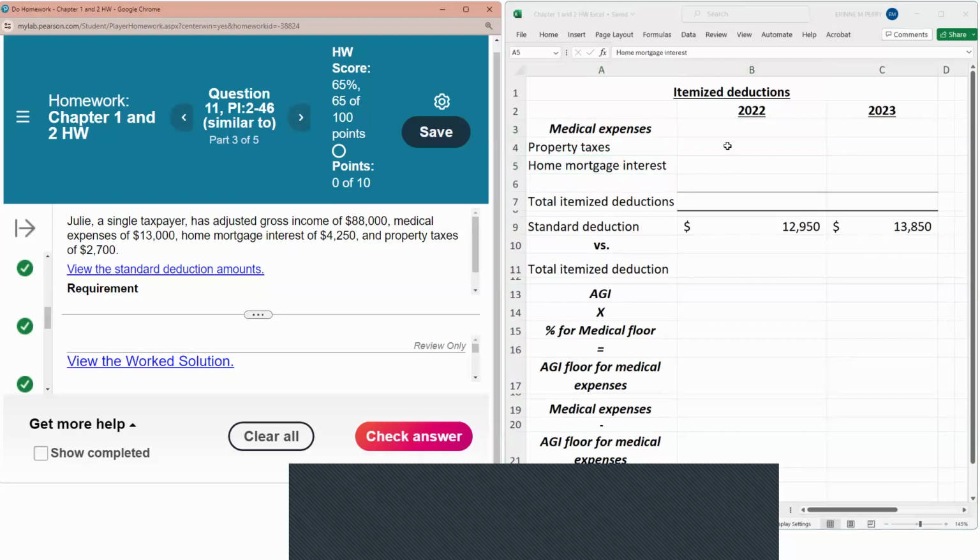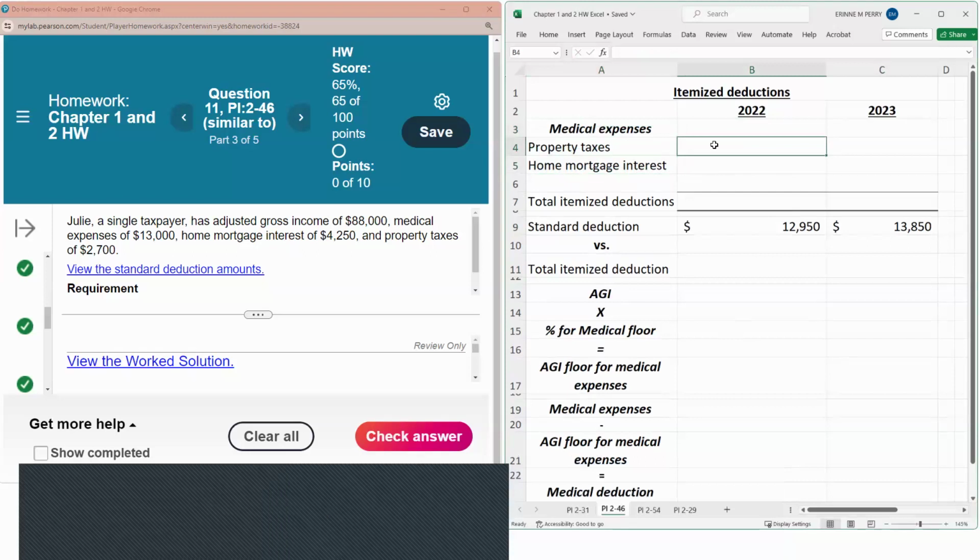So medical expenses, we need to do an additional calculation. Keep that in mind. So that's why it's bolded, and we'll do the calculation down below. So before the property taxes, the information that we'll know, we'll start to input it. So we have property taxes of 2,700. It will be the same for both years. And the mortgage interest would be 4,250 for both years. So now, in order for us to determine our medical expenses, it is one of those itemized deductions that is subjected to a limitation. So the AGI is 88,000.